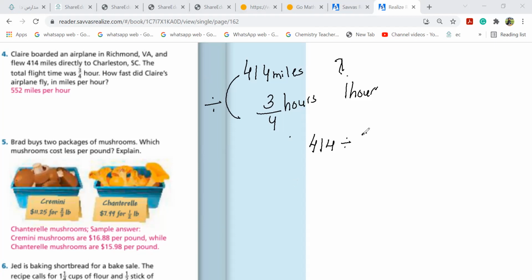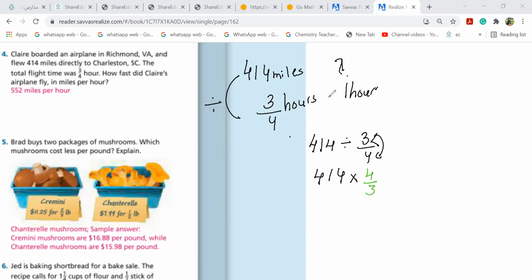414 divided by 3 over 4. Let's divide this first. 414, division becomes? Division becomes multiplication. And then what do I do to this? What should I write?